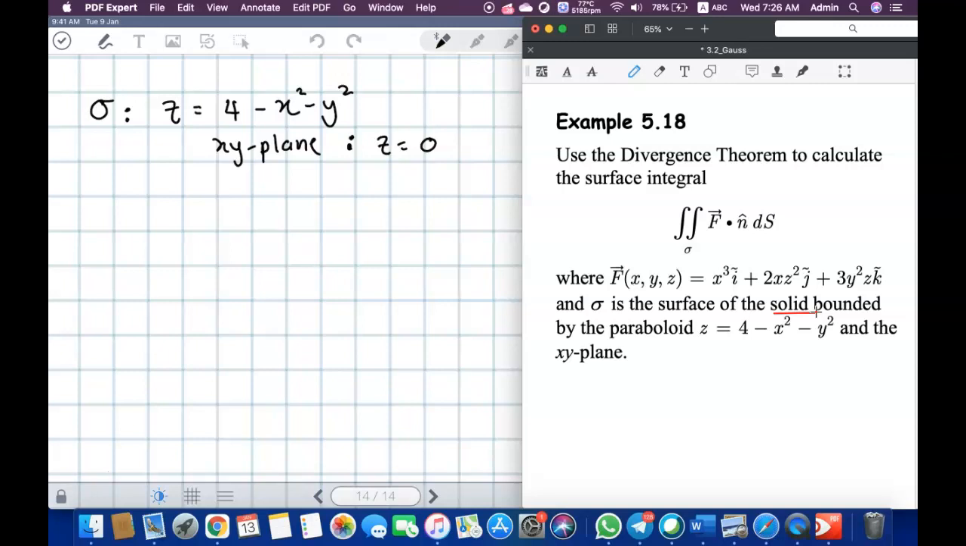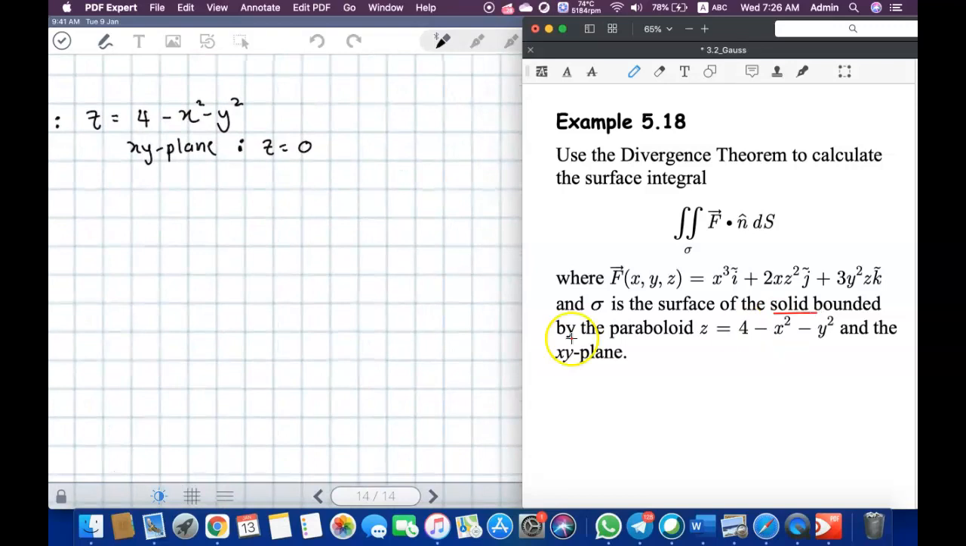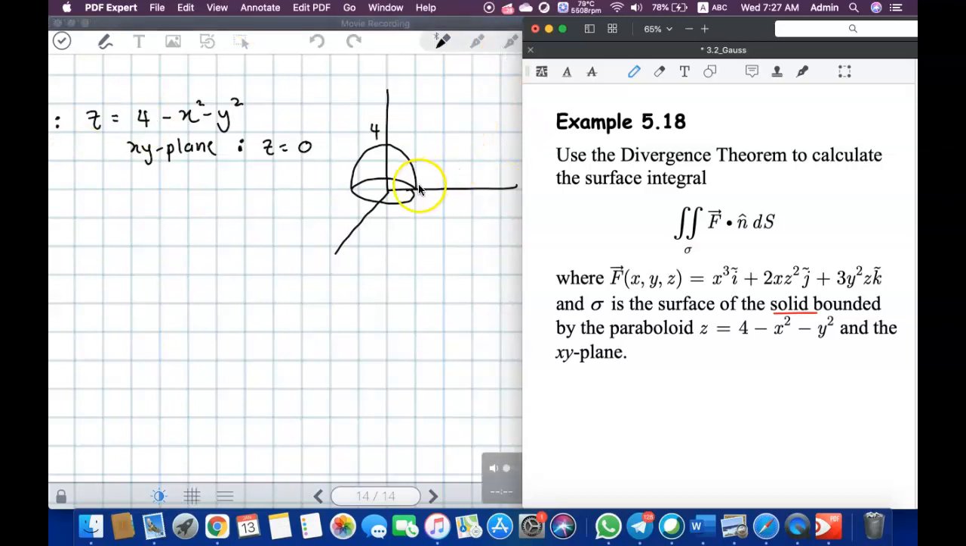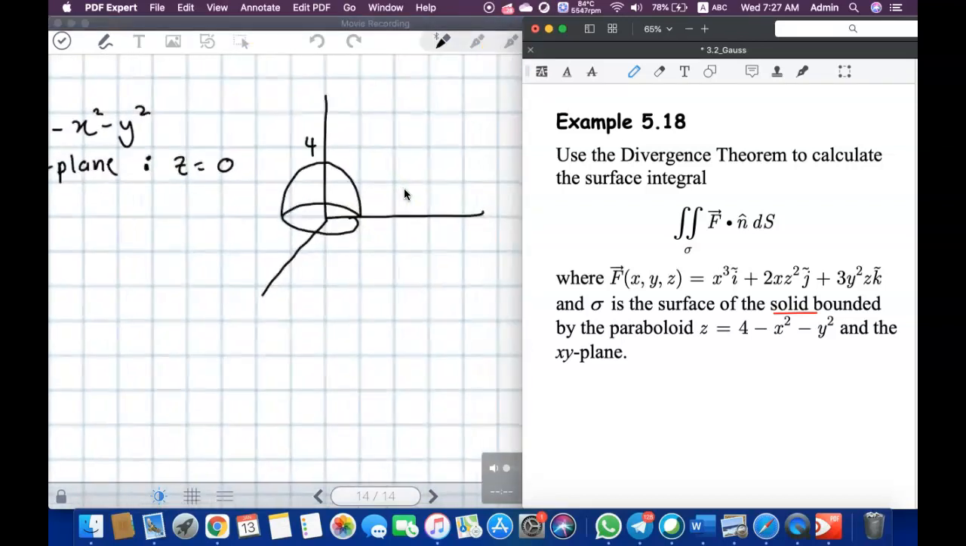Okay, so what does the solid look like? What is the surface for this? So it is a bowl, concave down. So you have a bowl concave down. This is a hemisphere, okay? And this is 4. And what is the shape that we can have on the xy plane?